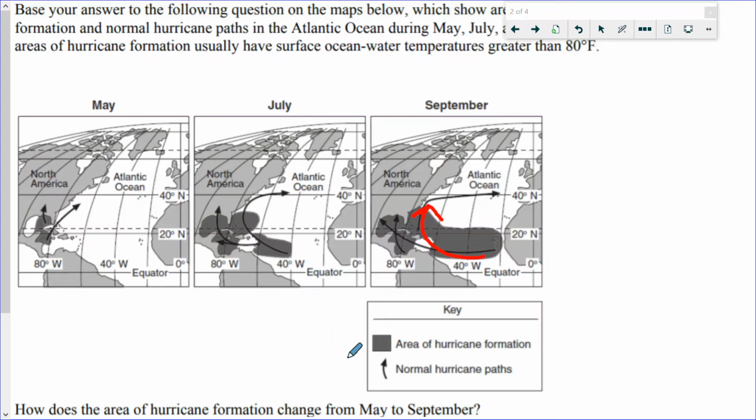How does the area of the hurricane formation change? It's a nice question to get on a final exam because you're not really using any knowledge. You're just analyzing a diagram. So they'll do that with different topics. They give you the diagram and you just have to analyze what they gave you, and you could just say, you know, from May to September, the area is growing.